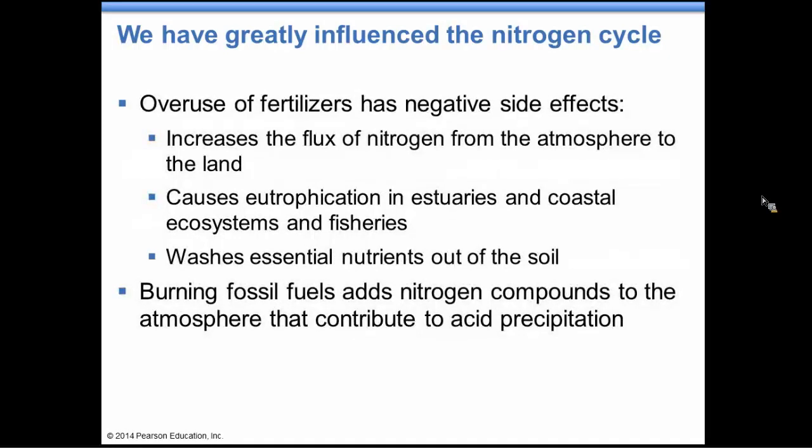Overuse of fertilizer has a lot of negative side effects. It increases the flux of nitrogen from the atmosphere to the land, and this then, when it runs off into our local waterways, can cause eutrophication in estuaries and coastal ecosystems and fisheries, and it washes essential nutrients out of the soil. Burning fossil fuels also adds nitrogen compounds to the atmosphere, and this contributes to acid precipitation.